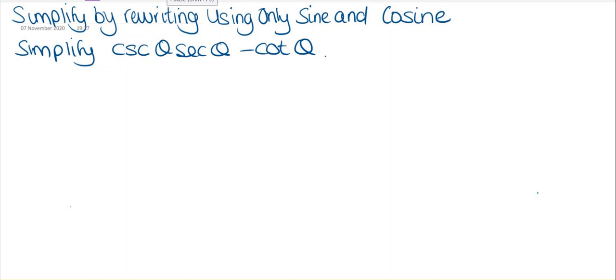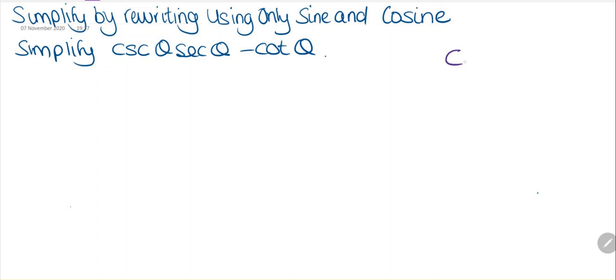Okay, so we're asked to simplify a trigonometric expression by rewriting it using sine and cosine. So we're given cosecant theta times secant theta, minus cotangent theta. So we need to think about all the identities that we know.